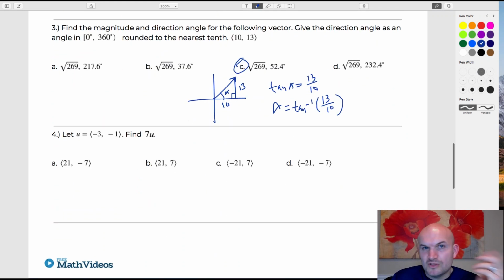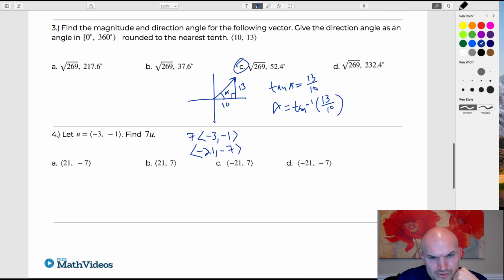All right, and the last multiple choice, rather simple today, is just a multiplier times u. This is 7 times the vector <-3, -1>. Go ahead and distribute in here. We get <-21, -7>. So you can see negative 21, negative 7. Answer is D. So voila, there we go, ladies and gentlemen.